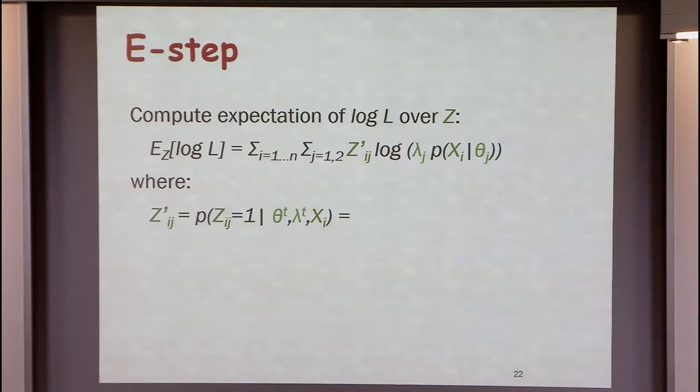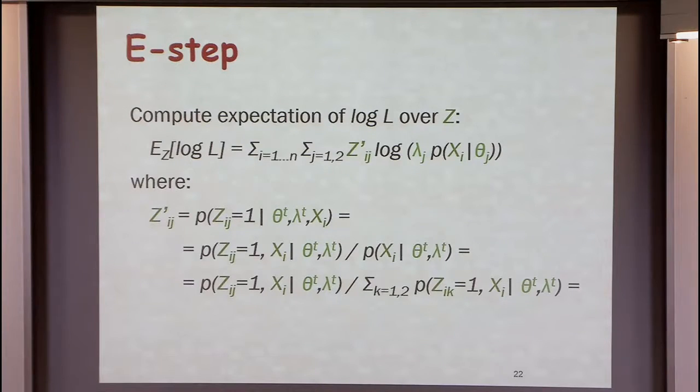Since this is an indicator variable, the expectation is the probability it is equal to 1. And then using the chain rule again, we can have it as the probability of it equal to 1 and xi, the joint probability, over the probability of xi. And now it splits using the rule of total probability. So we have the probability that Zij equals 1 and xi, over the possibilities that it is from the first model and the second model.